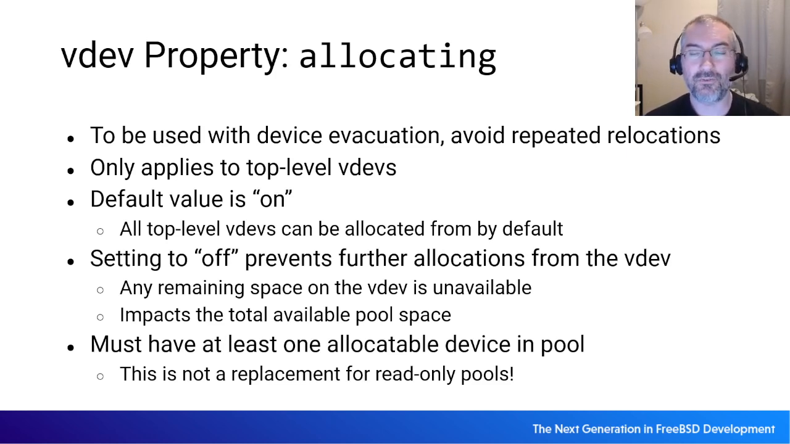So you can set allocating equals off on those 2 or 3 VDEVs you want to remove. Then you remove them one at a time, but you know that no new data is going to get moved to the disks you plan to remove next, saving a lot of time and a lot of useless writes, especially if you're doing this in the cloud and you're paying for the data transfer. You don't want to be transferring the same data multiple times if you can avoid it. And ZFS will also make sure you have at least one allocatable device in your pool. If you want to make a pool read-only, this is not the right way to do it.